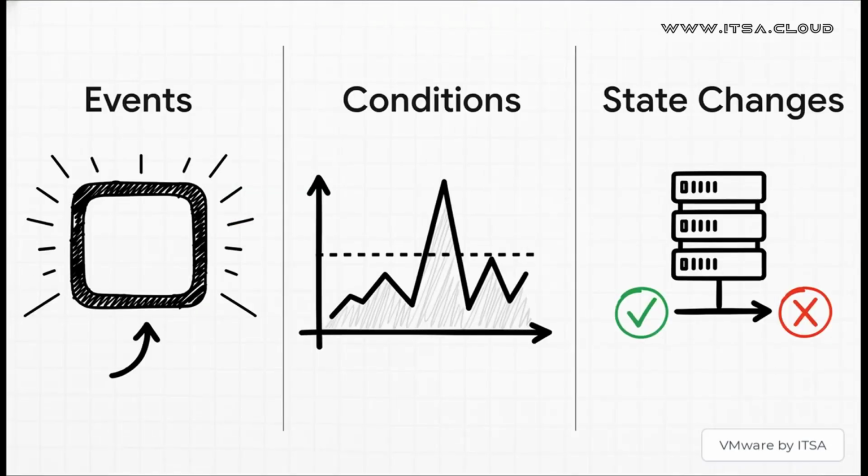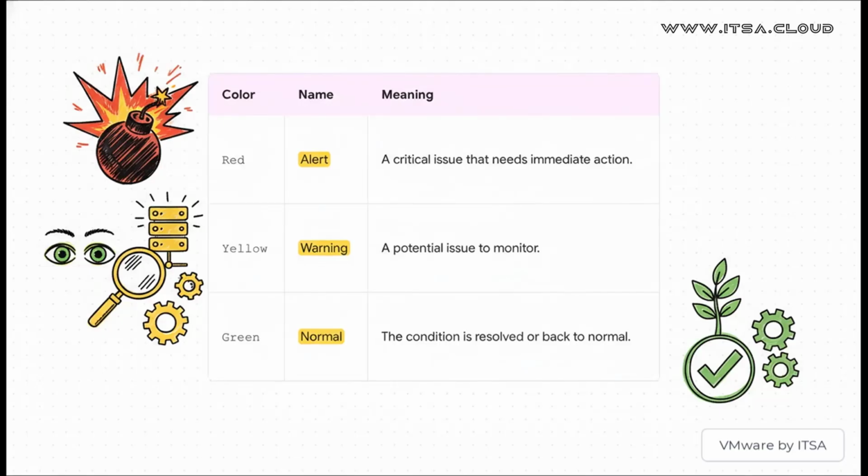And you've got different types of triggers for different jobs. An event is a specific action, like a vMotion happening or a VM getting rebooted. A condition is probably the most common. That's when a metric crosses a line you've drawn, like CPU usage staying over 90% for 5 minutes straight. And then a state change is just what it sounds like. A host goes from connected to not responding. So an alarm goes off.